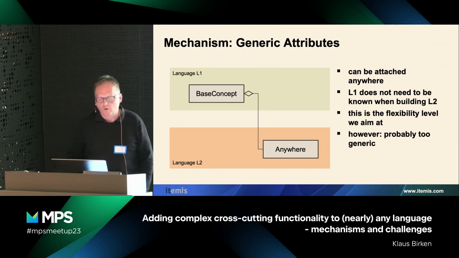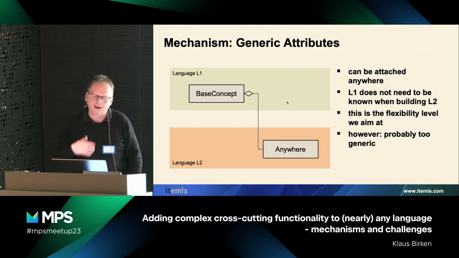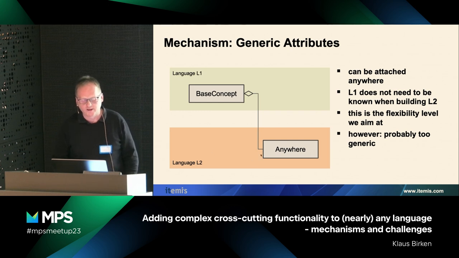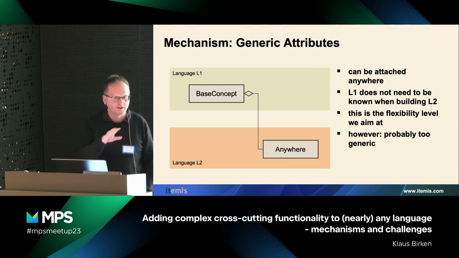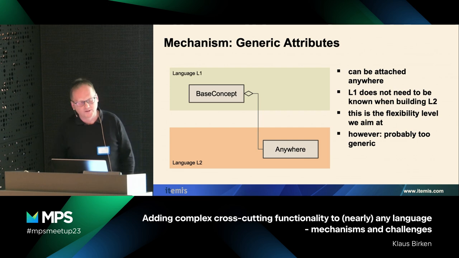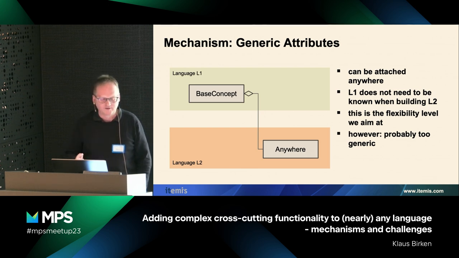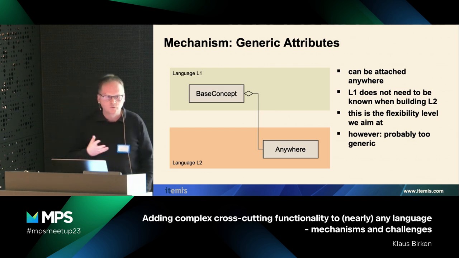Still, L1, a specific L1, does not have to be known when you're building L2, so you can do this after the fact and then attach it to any element. This is really flexible, and probably we need something like this for our cross-cutting framework, but maybe it's too generic, because the user experience is usually not so nice when doing something like this. So you can attach something to anything. We have to restrict it somehow or do something to configure this.